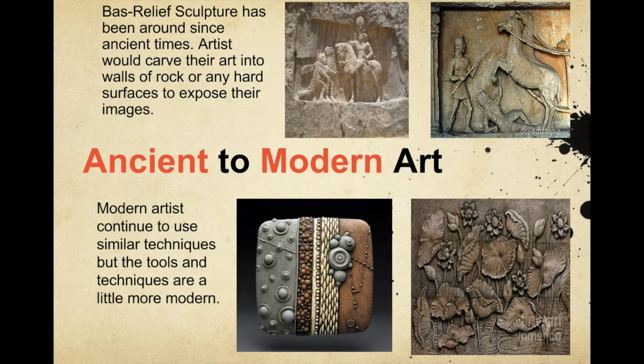Now, Bas Relief sculpture has been around from ancient times. Now the two examples here, the one in the center is from Egyptian time. The one all the way on the right is from Roman times. Artists would carve into the actual stone or clay that they would have and expose their images. Now modern day artists, as you can see on the bottom, are a little bit different. Their designs are different. They do similar techniques for their carving, but some of the instruments that they use are a little bit more modernized.